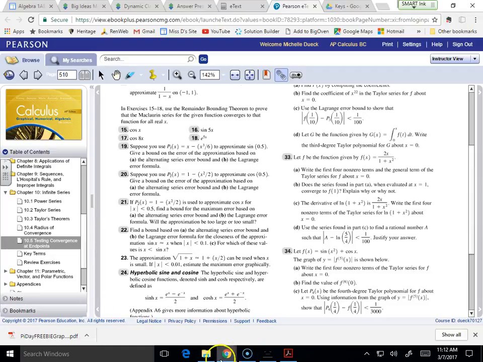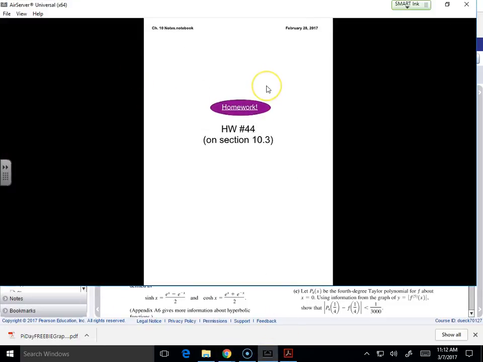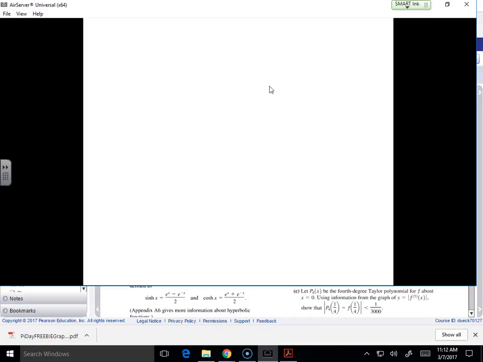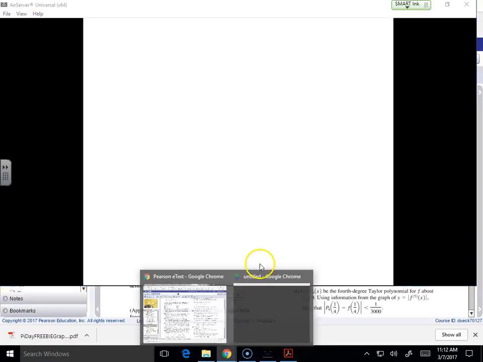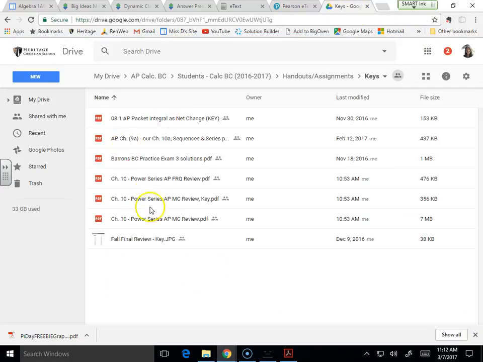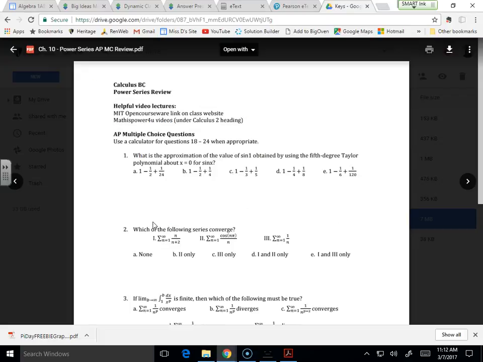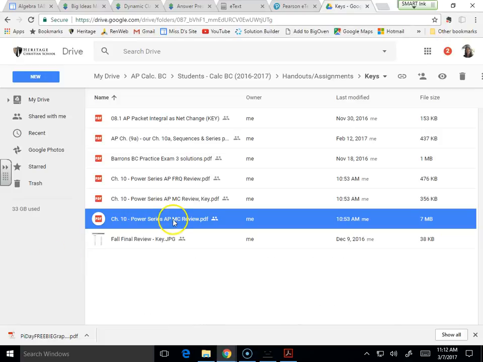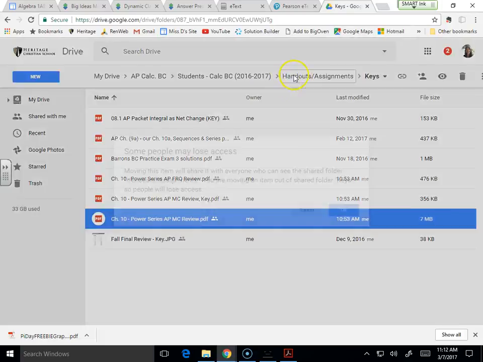Alright. So I have my notes 10.3 and the homework questions that we're ready to look at. Let's add page below. Before we do homework questions, real quick, logistically speaking, our test is on Thursday. I have loaded into your class folder a few things, including your multiple choice. That should be in handouts and assignments.